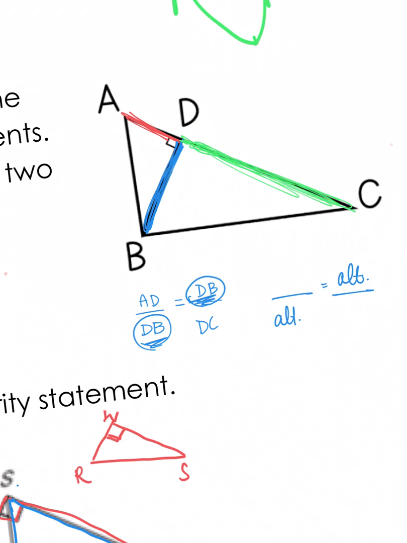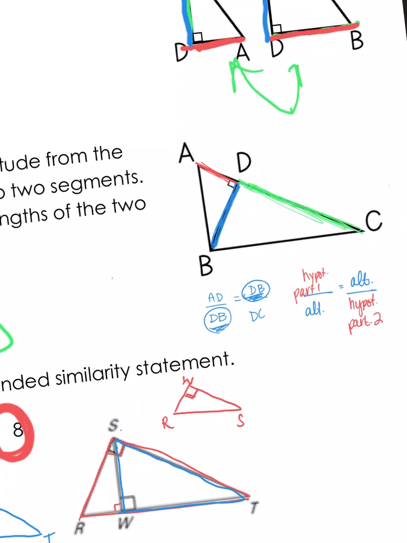So if I call this hypotenuse part 1 and hypotenuse part 2, okay, I can understand that my geometric mean is the altitude and that it is equal to the hypotenuse of part 1 over the altitude, and that's equal to altitude over the hypotenuse of part 2. Okay, and it doesn't matter which part of the hypotenuse you call 1 or 2, it's just that they are different from each other, okay?